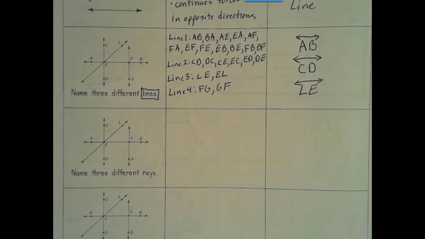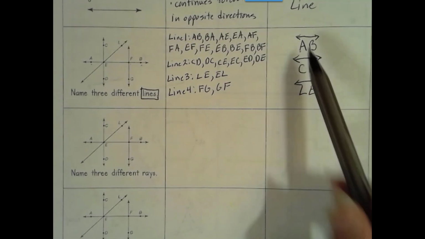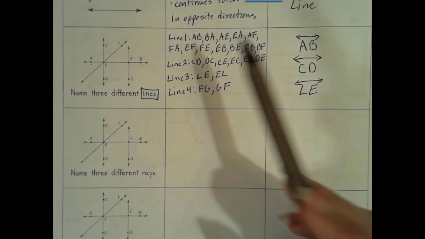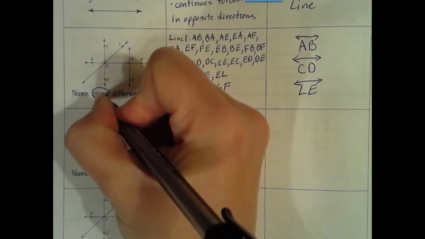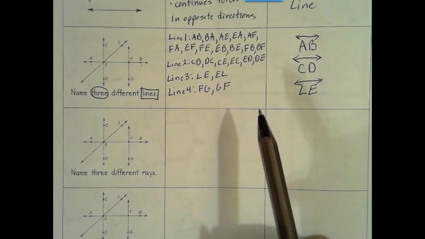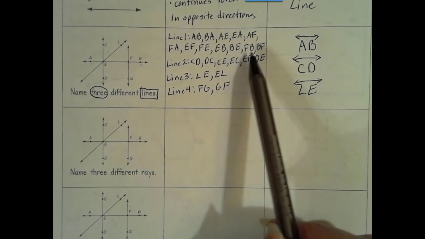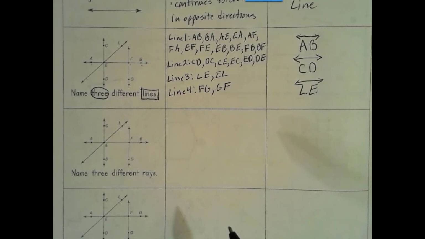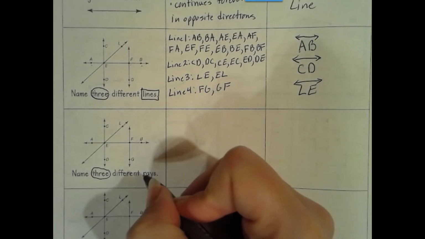So two letters make a line, and to know that it's a line, we put the line on top of it. Line AB, line CD, line LE. We had 4 to choose from. We only needed 3. And there's a lot of different ways to choose it. So your letters could be in a different order, or like this one, you could have chosen different letters, but they have to be 2 that are on that line, and they do have to have a line on top. All right, here we're naming 3 different rays.